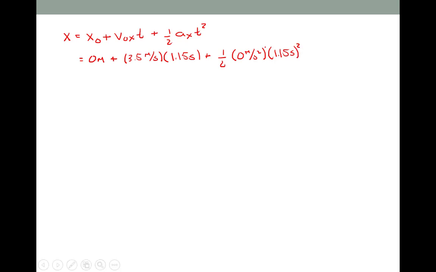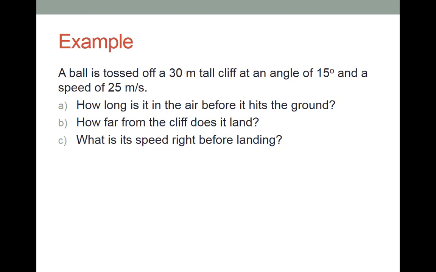I don't really need to write out that acceleration term because there's a 0 there, but I like completeness, so there you go. If I take 3.5 times 1.15, I end up with 4.03 meters. And so that is the answer to the first question. Okay. Skipping through the blank slide, on to the next example.